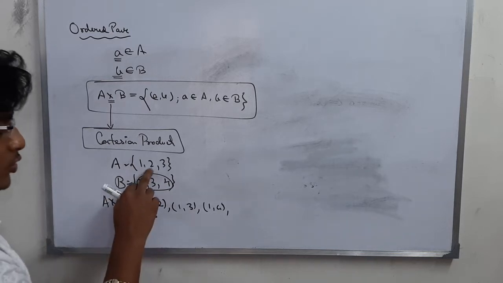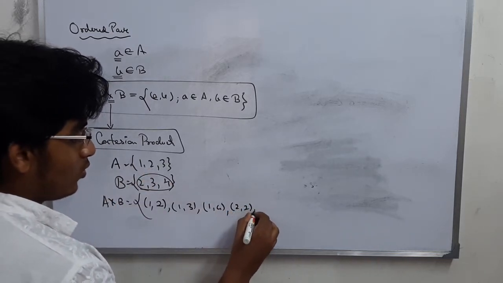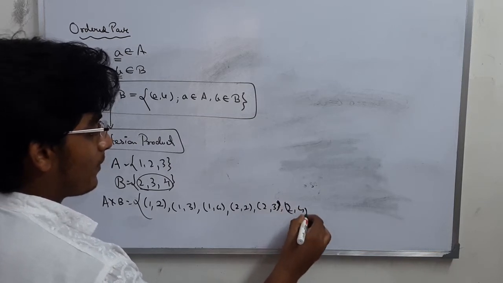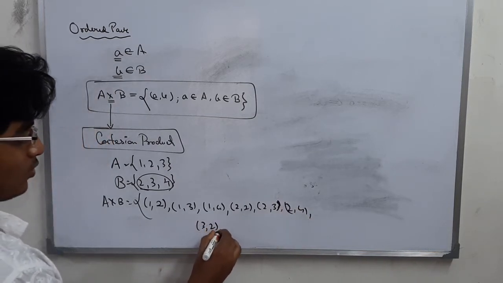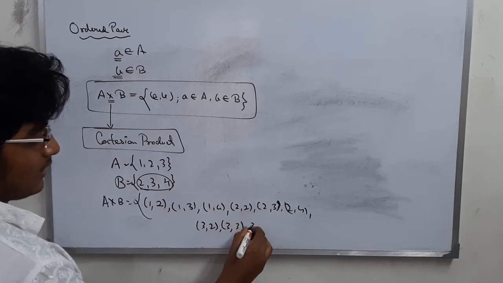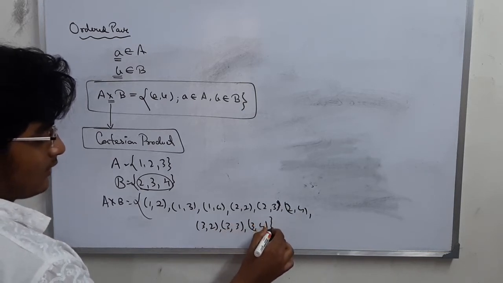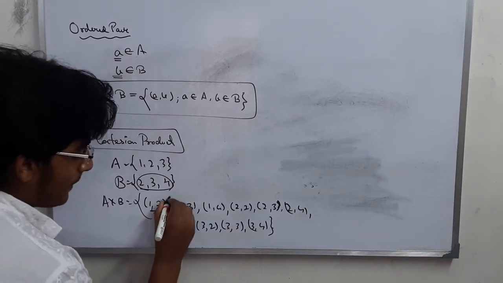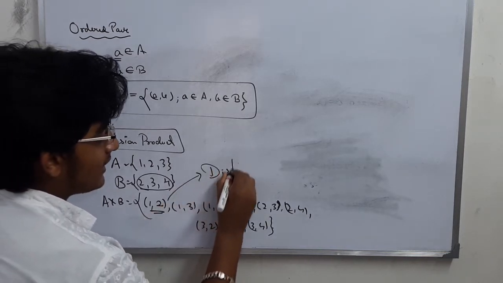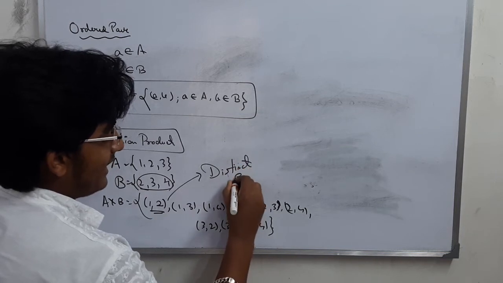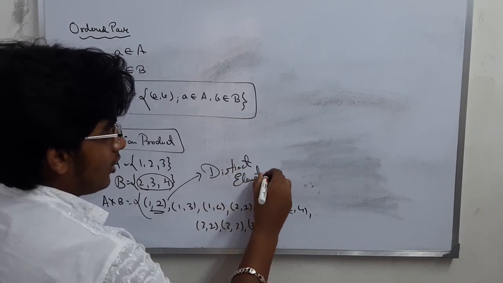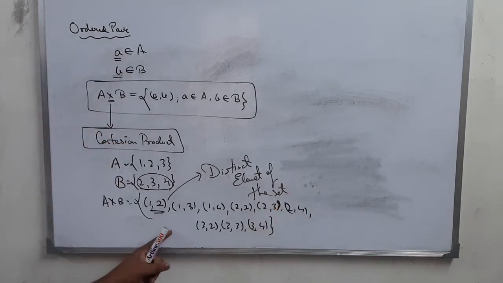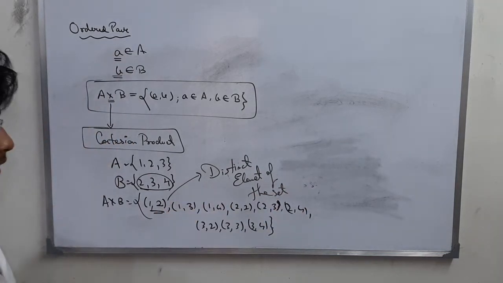Now we will be moving on to 2. So 2 with 2, 2 with 3 and 2 with 4. Similarly 3 with 2, 3 with 3 and 3 with 4. Also to be observed that each ordered pair is a distinct element of the set. Each ordered pair is a distinct element of the set.